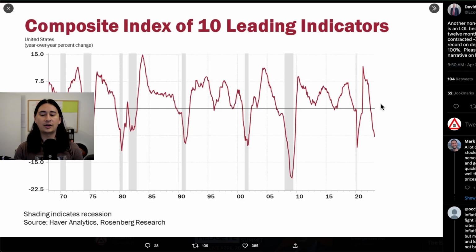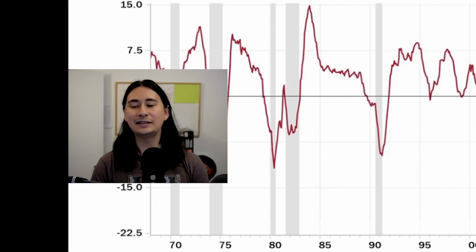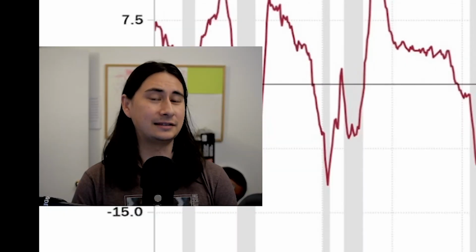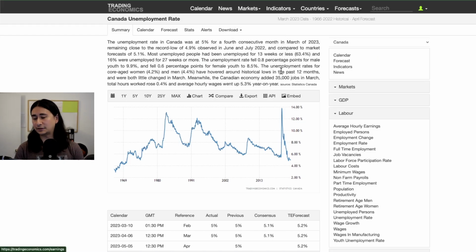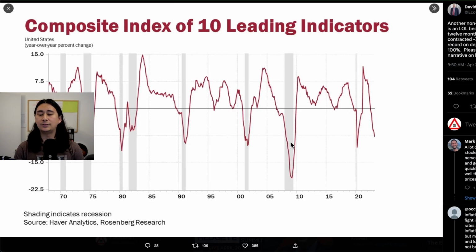So recessions are hard to predict, but once they get going, once the indicators start firing off, it's fairly safe to say that a recession is coming. And tied very closely to a recession is unemployment. So I know we're looking at the United States here, but we're going to tie it into Canada very soon. So let's look at some of these dates where there were recessions. We're looking at the early 80s, the early 90s, and the GFC.